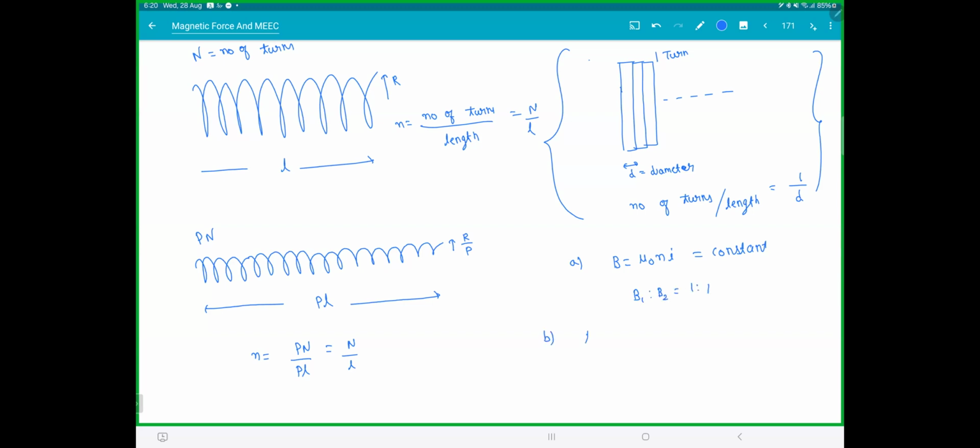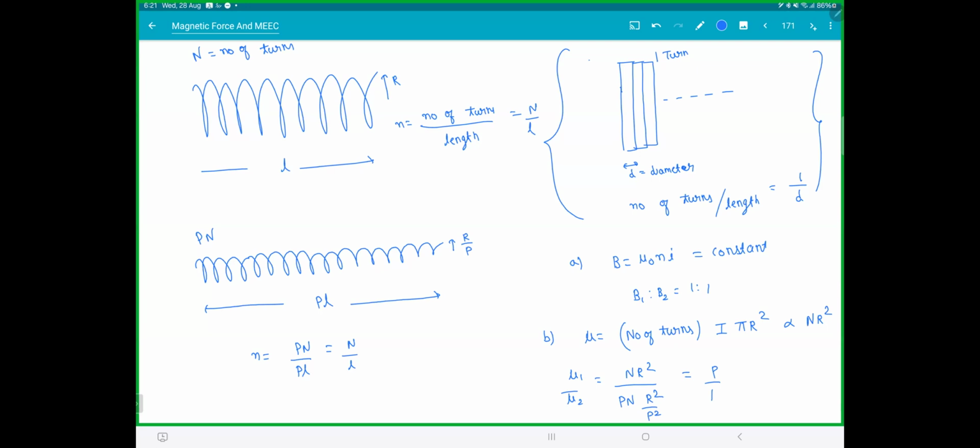The second one, magnetic moment. Magnetic moment is number of turns into current into area. So this is proportional to number of turns into R square. So mu1 by mu2: number of turns will be N R square by number of turns Pn, and this is R square by P square. P is to 1.